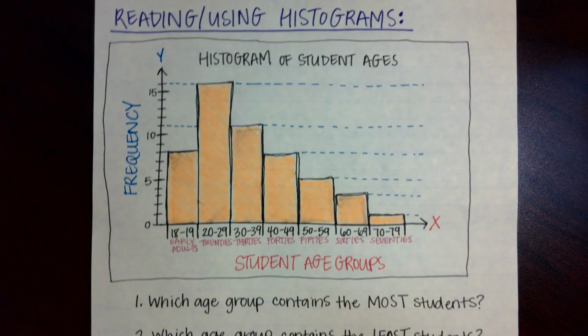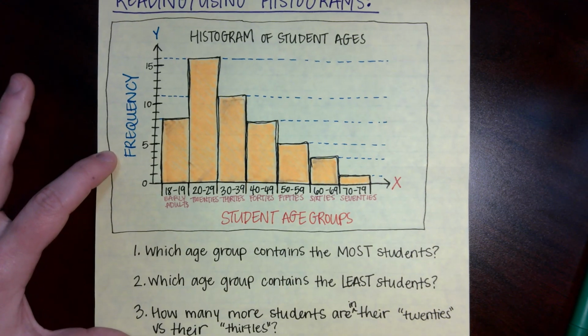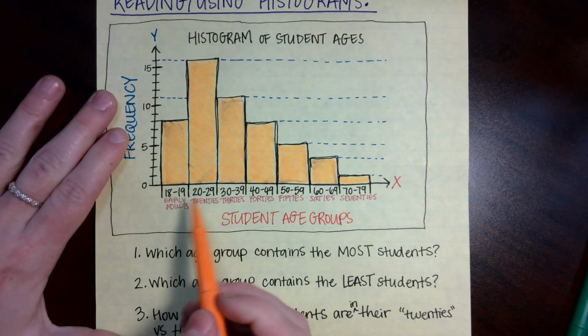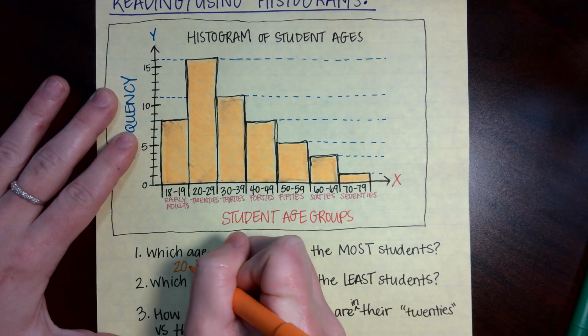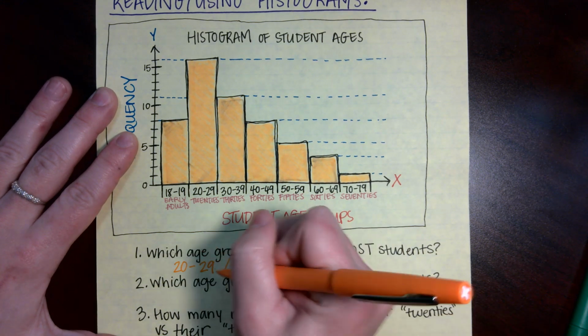So let's talk about some of these questions. Okay. Number 1, which age group contains the most students? 20s. Good. So you could either write 20 to 29, or you could write 20s.